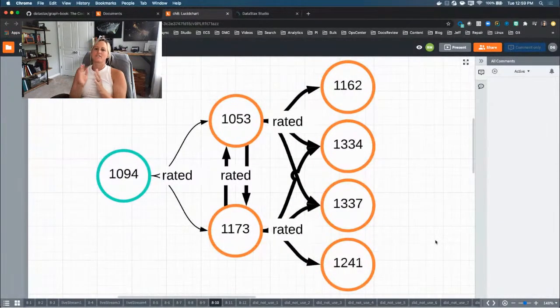Yep. Okay, great. So in this example, for the rest of the examples, we're studying 1094 and we're finding shortest paths to, I promise it was random, 1337. And you can see here that 1337 is in the second neighborhood. So the shortest path by distance is always going to be 2. It's going to be going from 1094 to 1053 to 1337, or going through 1173. Shortest path by distance or by length, it's 2.